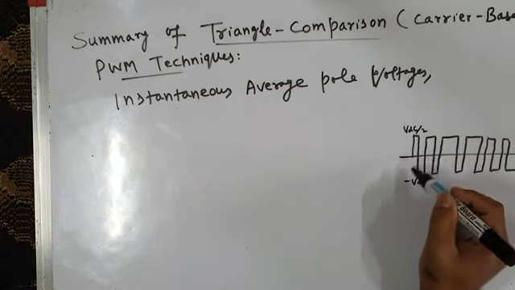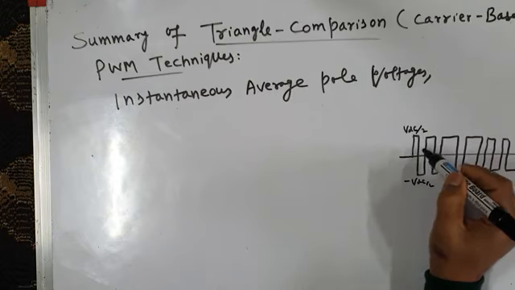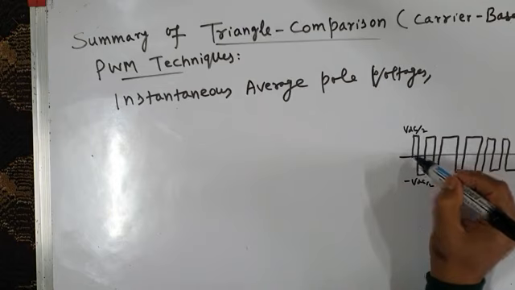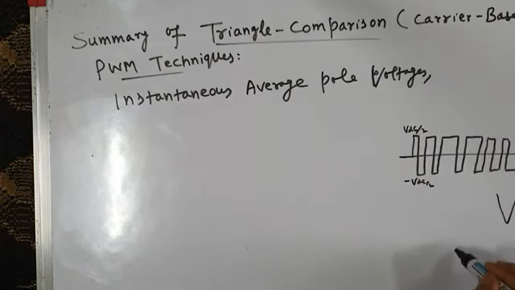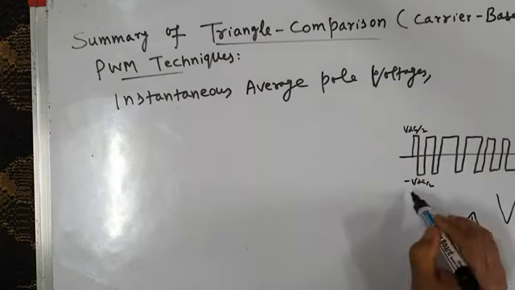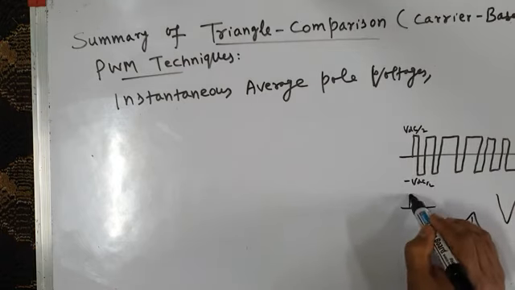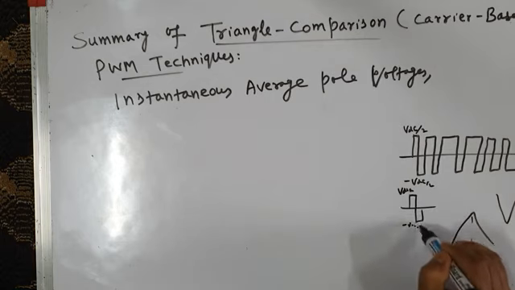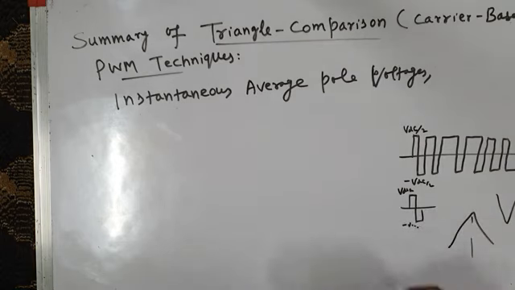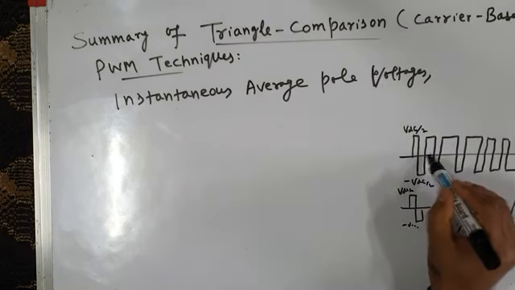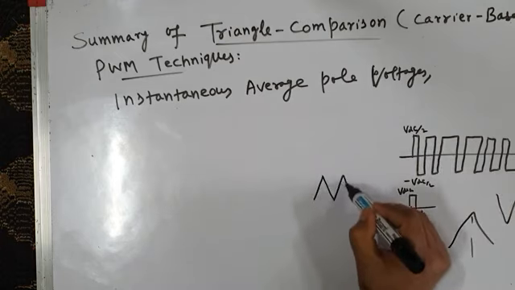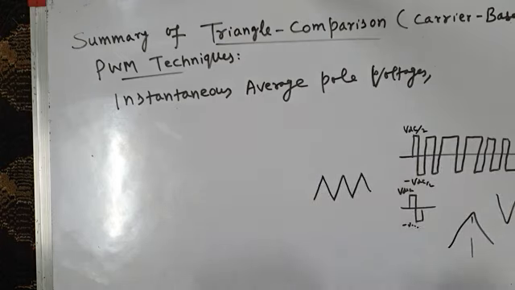Now if you find the average pole voltage in half carrier, this is the full carrier wave and this is the half carrier wave. You will have a pole voltage like this, plus VDC by 2 and minus VDC by 2. I mean, you will get one voltage pulse like this. Find its average value. Then find the average value in the next half carrier. Then find the average value in the next carrier. See, this is one carrier, another carrier, another carrier. There may be hundreds of carriers.